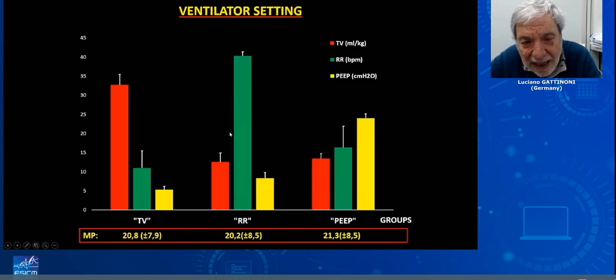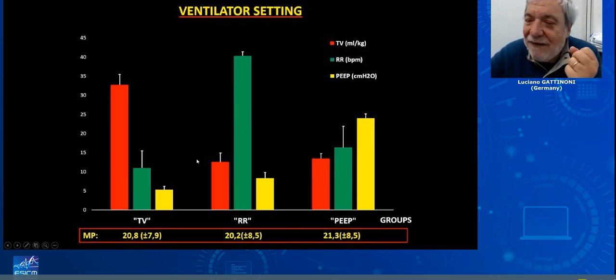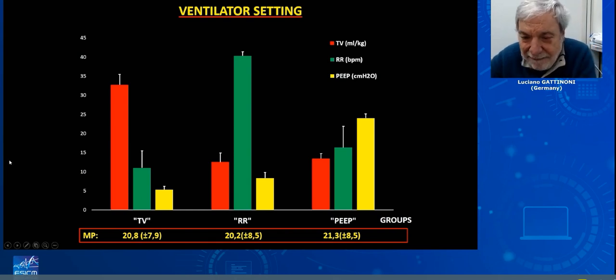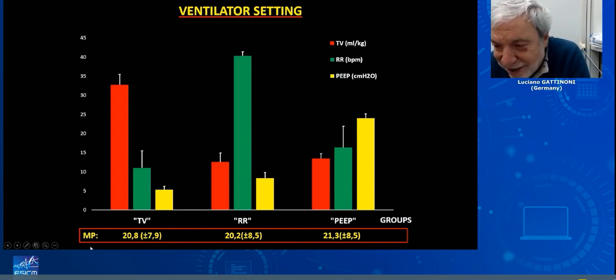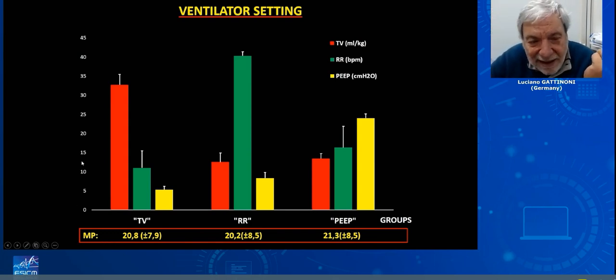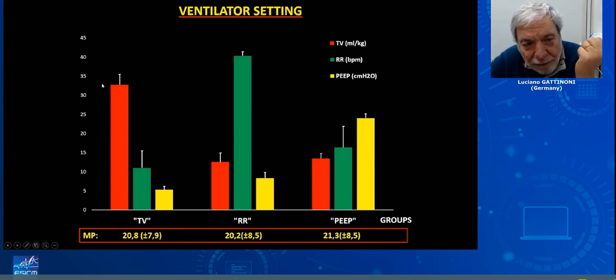Now, what I find fascinating about the mechanical power? Let's see. Here are 3 groups of animals. We have been killing a lot of German pigs in the last 3-4 years now to study the VILI. And I think these experiments were quite interesting because in one group of animals we used a very high tidal volume, 30 per kilo.